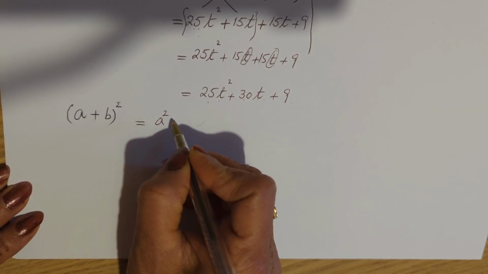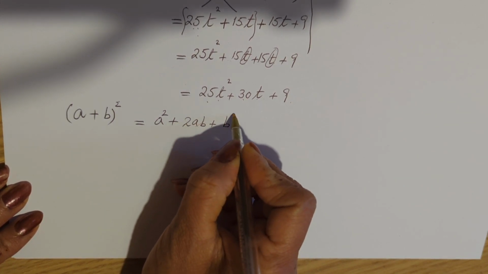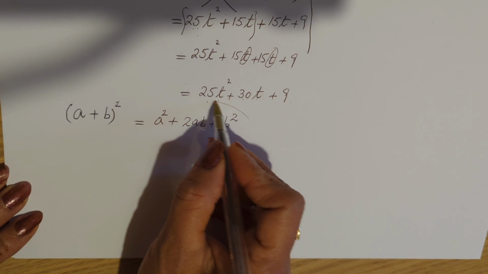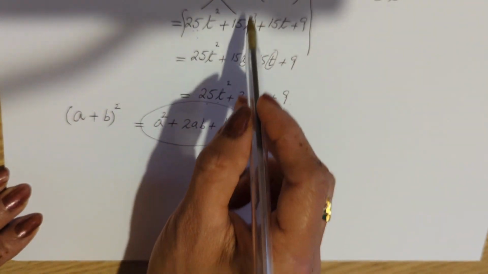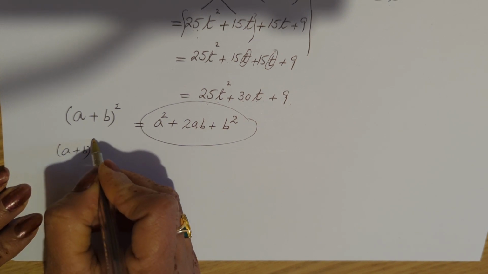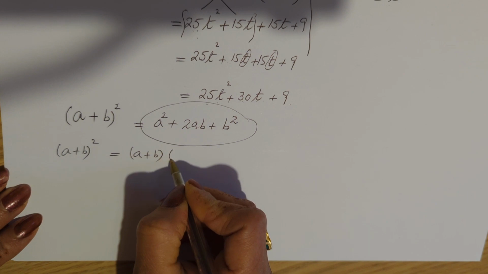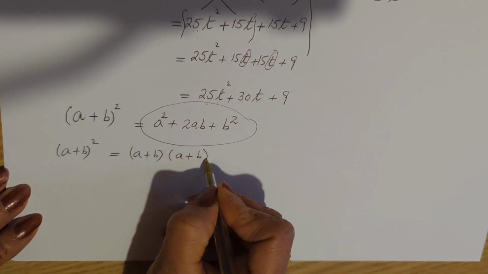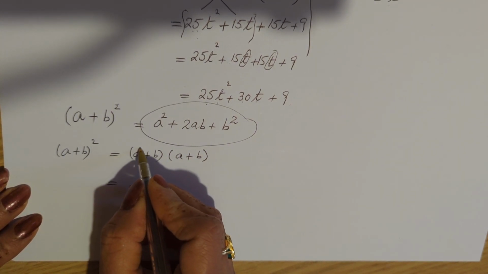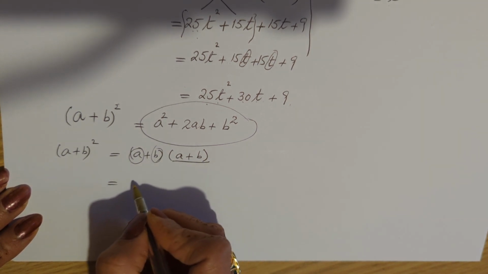So a square plus 2ab plus b square. Now how can we get this formula? The same process will apply here. A plus b whole square will equal a plus b into a plus b. After that, what we will do, this a will multiply by this whole, and then this b will multiply by all this.